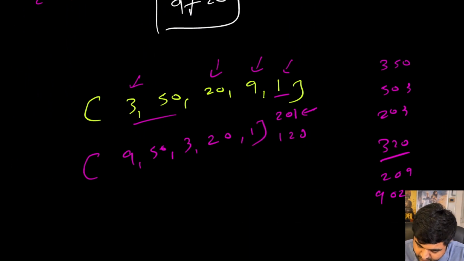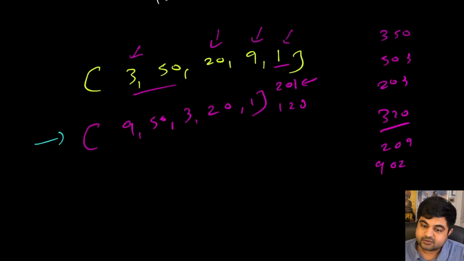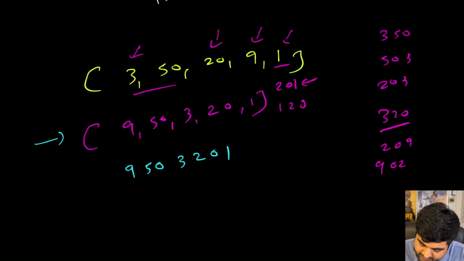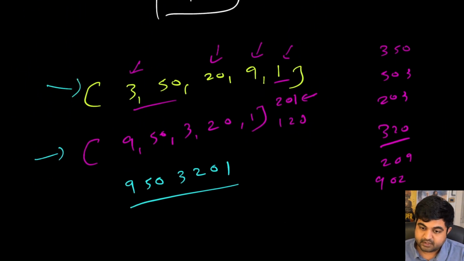And if we combine all of these values, this is the correct sorted order. I glanced over it really quickly because I just wanted to explain how the method is going to work. And the answer is going to be 9503201, and this is the largest number we should be able to make from this input, and this logic would work perfectly fine.